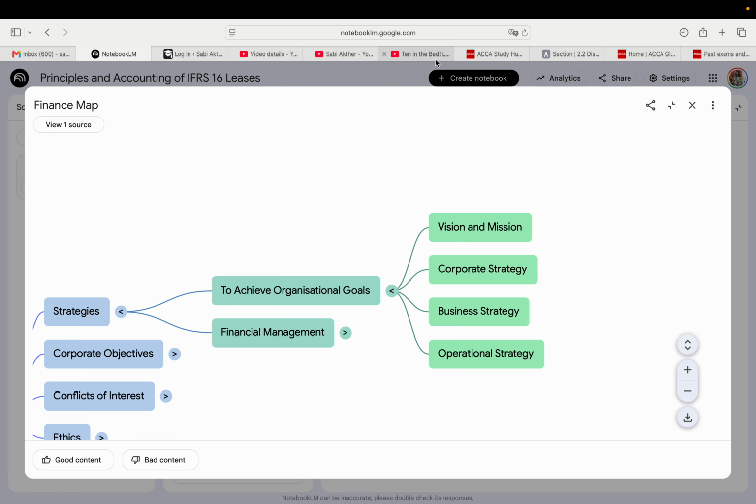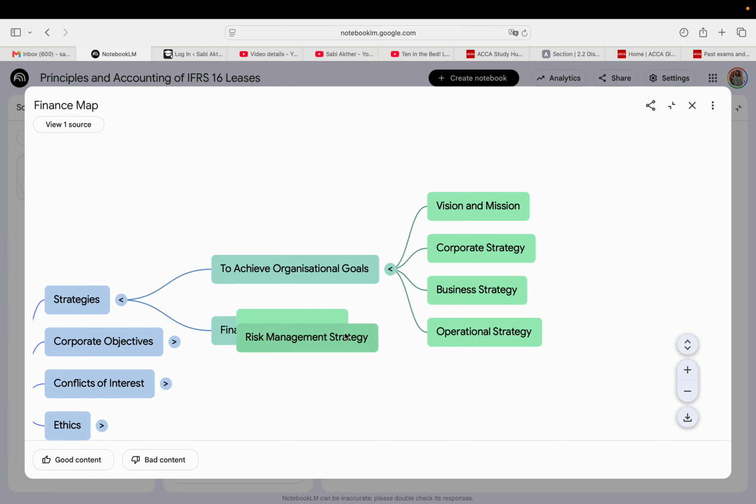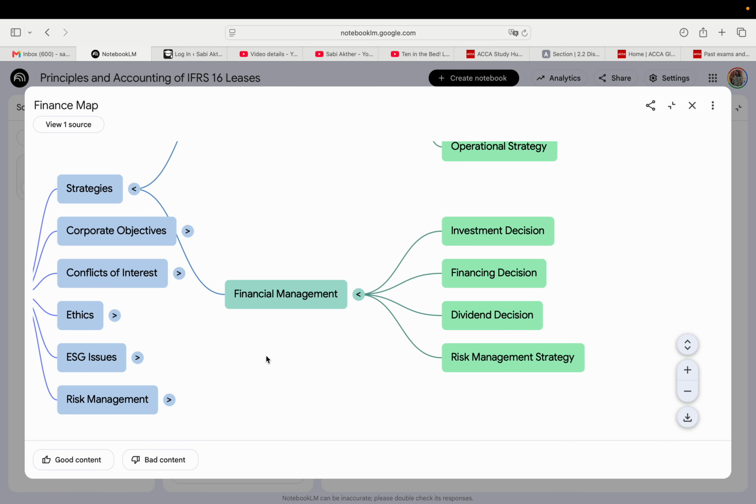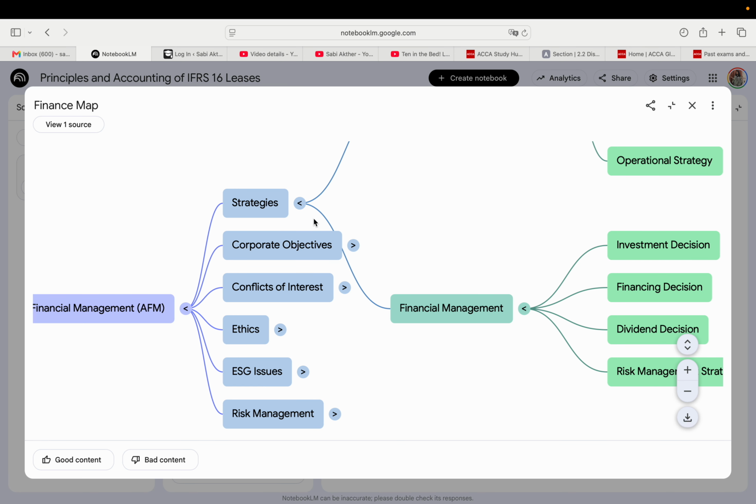Coming to financial management. A finance manager has a very important role in these 4 areas. They take decisions on these 4 areas, and that is what our whole AFM syllabus is about: the investment decision, financing decision, dividend decision, and your risk management strategy, how they are going to manage risk. So that's all about one branch. We have finished the strategy part.